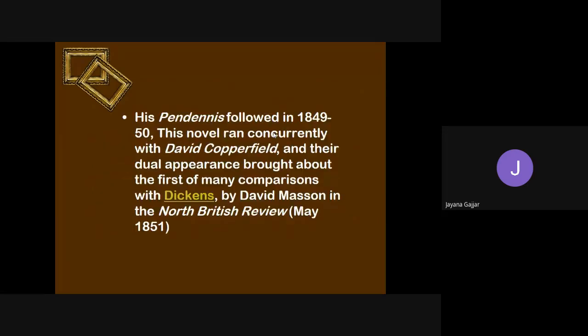So it was that. Then his Pendennis, and again this has a very long name. The entire name is The History of Pendennis, His Fortunes and Misfortunes, His Friends and His Greatest Enemy. So this entire thing is the name of his novel. It came out in 1849 and 50, and it ran concurrently with Dickens's David Copperfield. It was with the publication of Pendennis that people started comparing him with Dickens. David Masson compared him to Dickens in the North British Review. So these again are names of journals and magazines which are frequently asked in NET or SLET, so this can be helpful there.